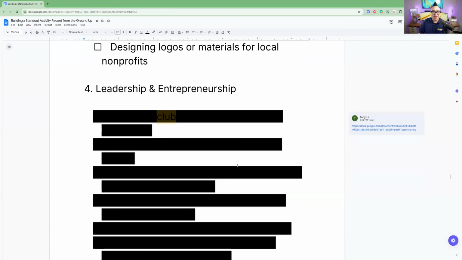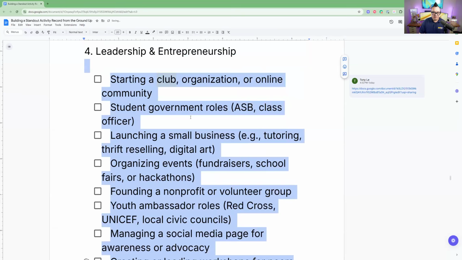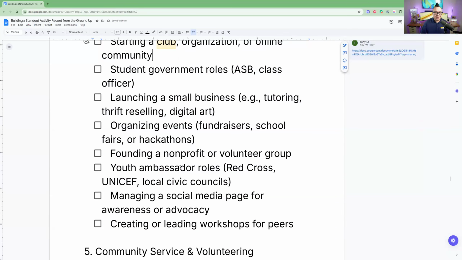Next one, leadership and entrepreneurship, like starting something. These are a few different ideas for you as well. Starting a club, doing student government, launching a business, organizing events, founding a nonprofit, youth ambassador, social media, leading workshops as well.